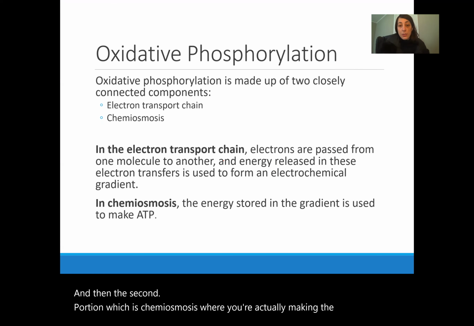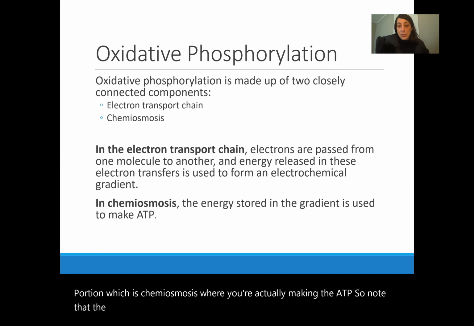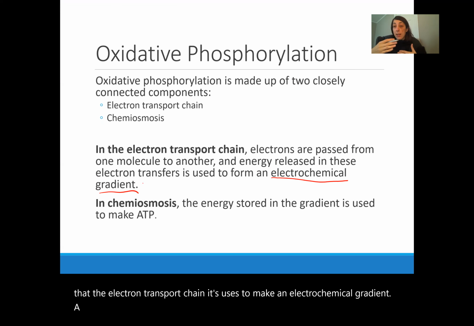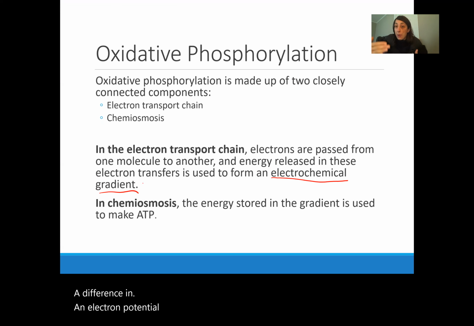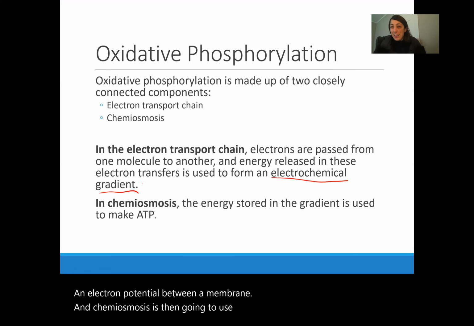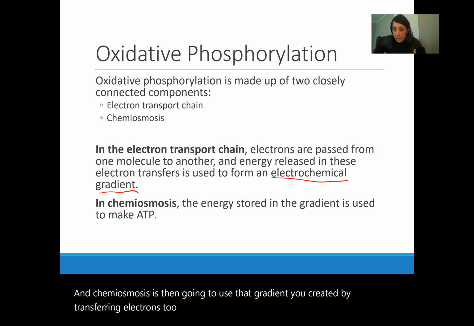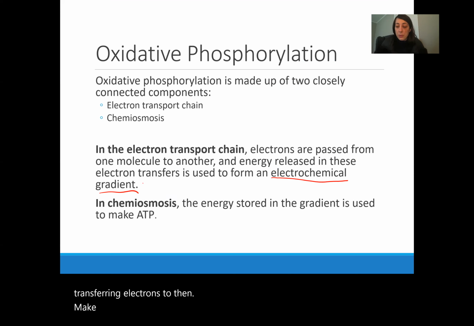So note that the electron transport chain's use is to make an electrochemical gradient, a difference in electron potential across a membrane. And chemiosmosis is then going to use that gradient you created by transferring electrons to then make ATP using a special protein.